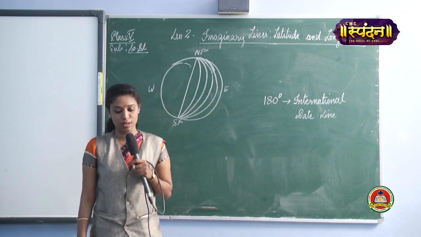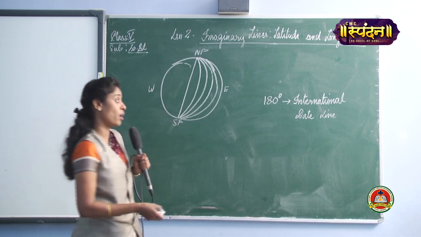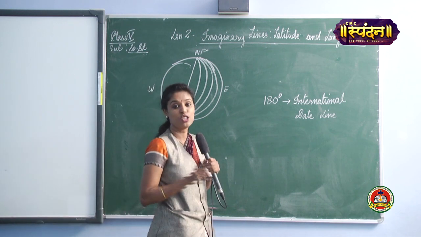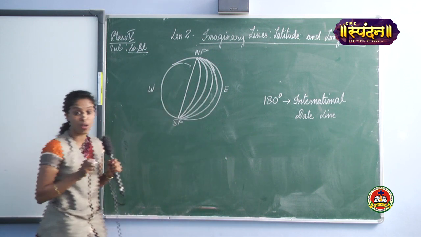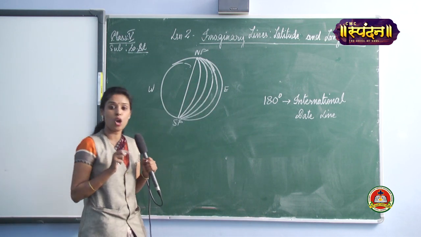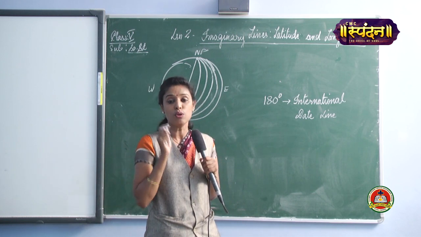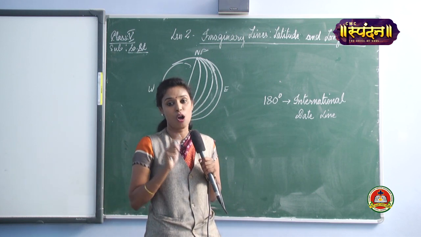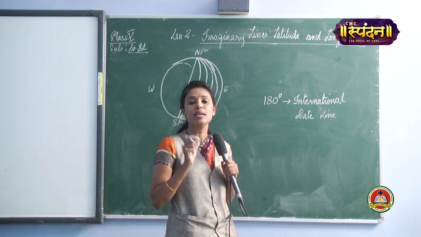I hope this is clear to you all. This line, that is your international dateline, is not a straight line. It's a bit crisscross and it passes through your Pacific Ocean. This is given to find out the date of a particular place, and it also helps to know your timings.